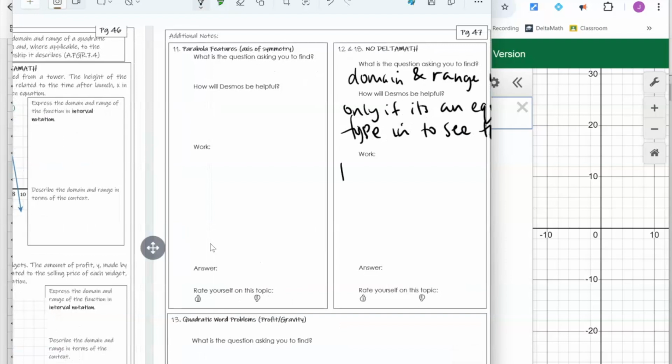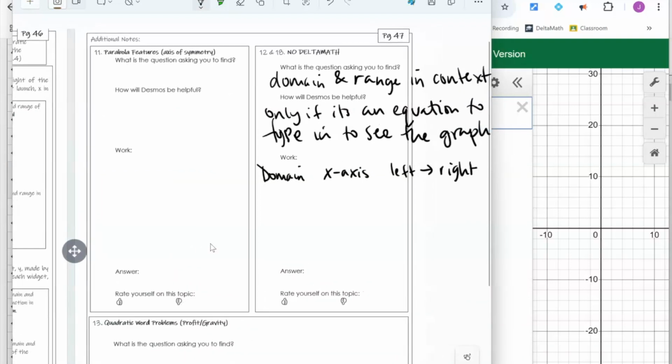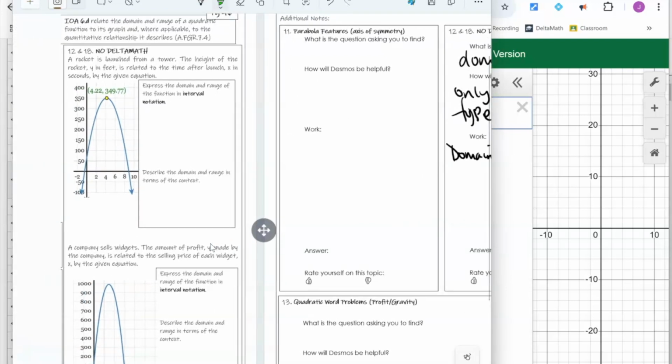Okay, so domain is which axis? It's the x-axis, and then from where to where? Left to right, right? So we're going to focus on that for just a second. Domain is the x-axis, left to right. So I shouldn't be looking at any other axis except the x-axis for left and right. Now, before you answer that the domain is all real numbers, or negative infinity to positive infinity, just because you see arrows, remember this is a real world problem.